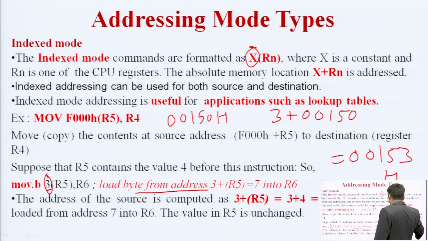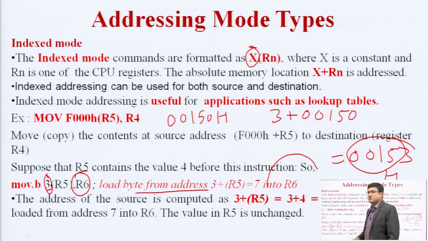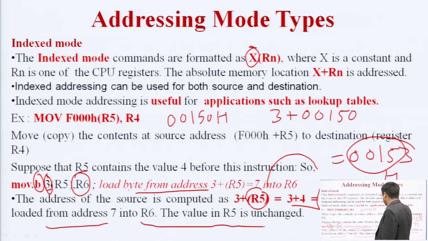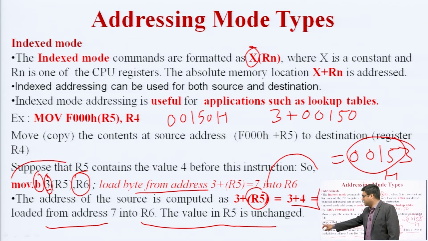So we are moving the value at 00153 into the destination operand, that is R6. If we are considering here that the value of R5 is 4, then this equals 7. Thus a byte is loaded from address 7 into R6. The value in R5 is unchanged. We can say that after executing this instruction the value of R5 remains unchanged.